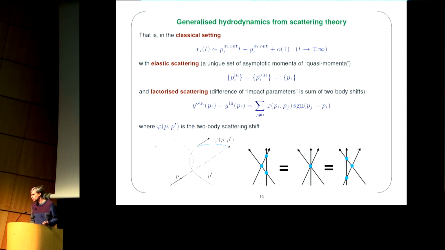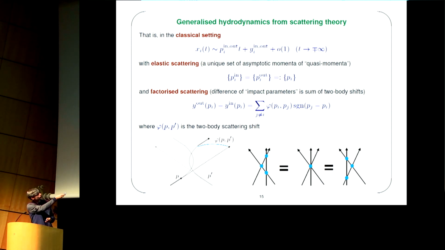Assume that your particles are interacting repulsively, for instance, for simplicity. If they are interacting attractively, then you would have bound states, and you'd have to describe the bound states. Well, in general, you can do that. So you have that, and then elastic scattering tells you that the set of momenta is conserved, is the same in and out, and the impact parameters in and out, their difference, is the scattering phase.